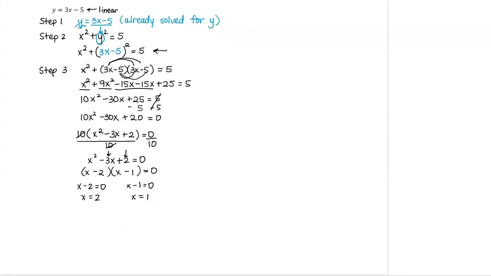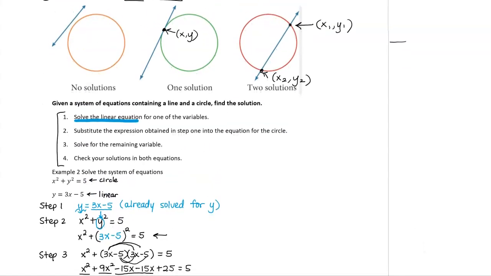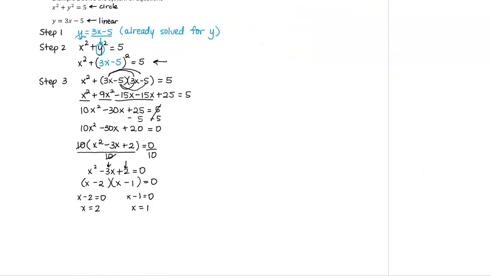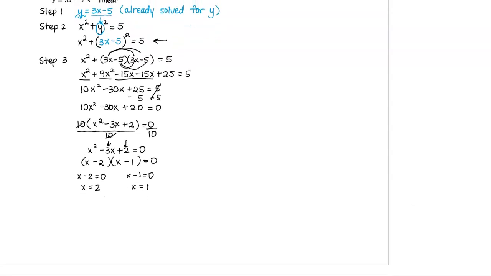So it does look so far like we may be in this case here where we have two solutions because we have found two different x values. We will have to check in step 4, but let's finish up step 3 by finding what y is equal to. So we have two possible values for x. We're going to go back up here to this equation for y and use it to figure out, well, what is y equal to when x is equal to 2? And what is y equal to when x is equal to 1?